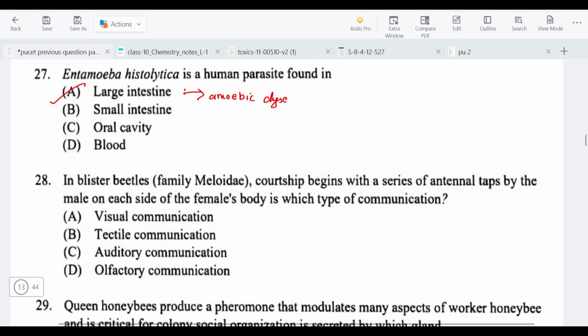Amoebic dysentery. Next question, in blister beetles family Meloidae, the courtship begins with a series of antennal taps by the male on each side of the female's body. Which type of communication is this? The answer is tactile communication. What is tactile communication?